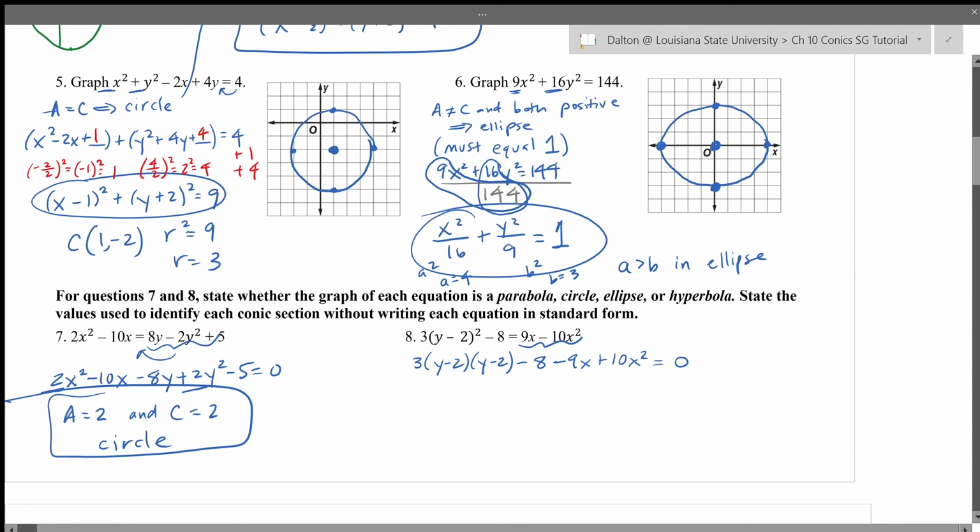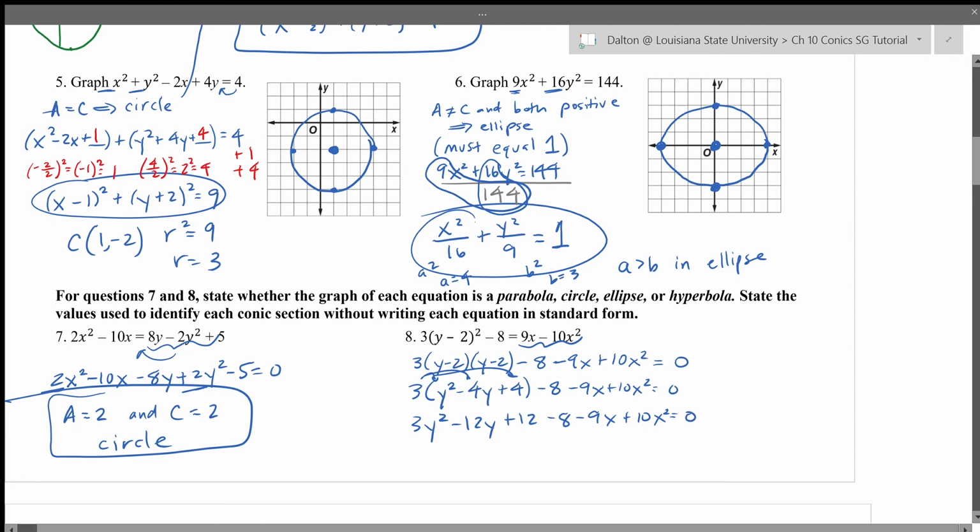Now, when you multiply this out, this is actually going to be 3 times, when you multiply y minus 2 times y minus 2, first, outer, inner, last, it's like foiling, right? You get y squared, minus 2y is minus 4y, negative 2 times negative 2 is plus 4. None of these are like terms, so minus 8 minus 9x plus 10x squared equals 0. And then we need to distribute this 3. So then we get 3y squared minus 12y plus 12 minus 8 minus 9x plus 10x squared equals 0.